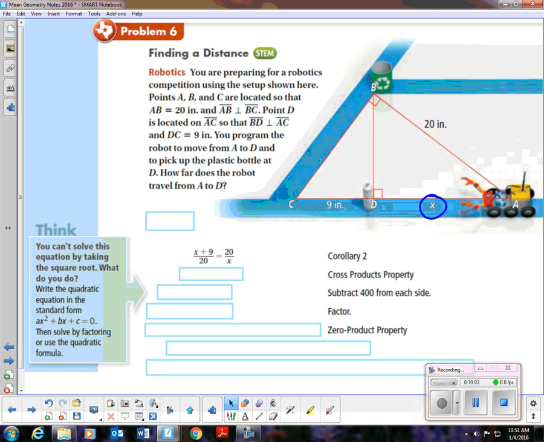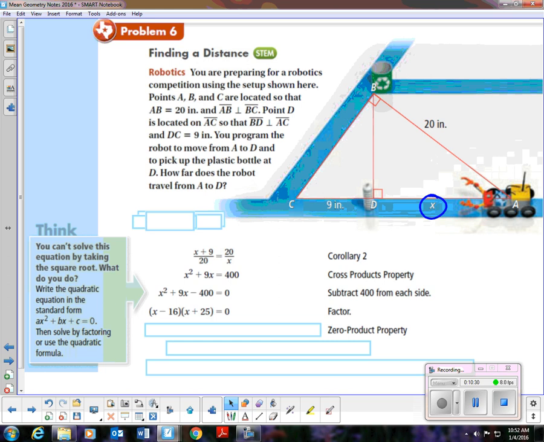So the second corollary says that the leg 20 is the geometric mean of the whole hypotenuse, which is x plus 9, and the part closest to the robot that you're trying to find. So then when I cross multiply this, I get x squared plus 9x equals 400. Because it's a quadratic, we want to get it equal to 0. Then we got to factor it. We get x minus 16 and x plus 25 equals 0.